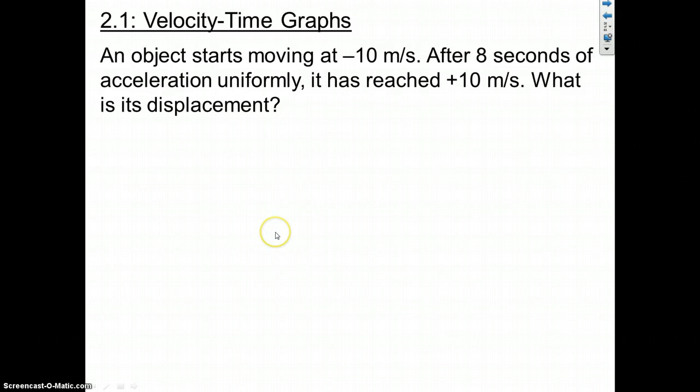We haven't proved that this is true, but what I'm going to do is take a kind of simplistic example and show that this area under the curve method gives you the same answer that you would get if you use the kinematic equations, which we also call the Suvat equations. So we have an object moving at negative 10 meters per second. It accelerates for 8 seconds uniformly, constant acceleration. And at that point it's reached a velocity of positive 10 meters per second.